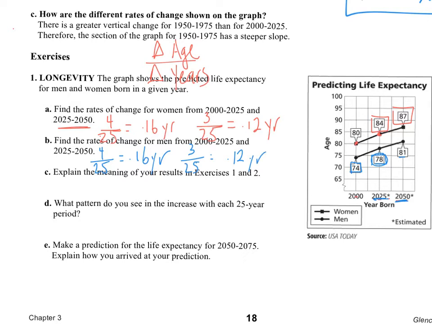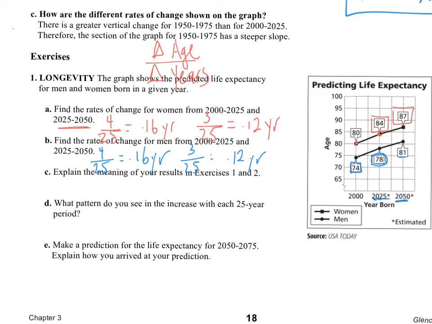So their life expectancy, interestingly enough, is increasing at the same rate of change for both men and women, just different ages. So explain the meaning of your results for 1 and 2. Well, both men and women increase their life expectancy at the same rates. If you look closely at those lines, they have something special about them, but we'll talk about that later. So there's your answer for C. That's too much to write down.